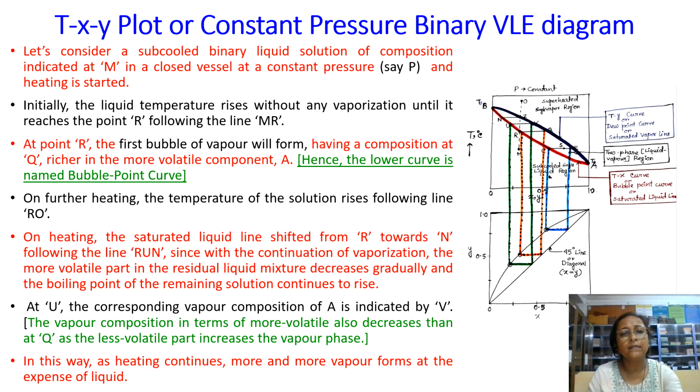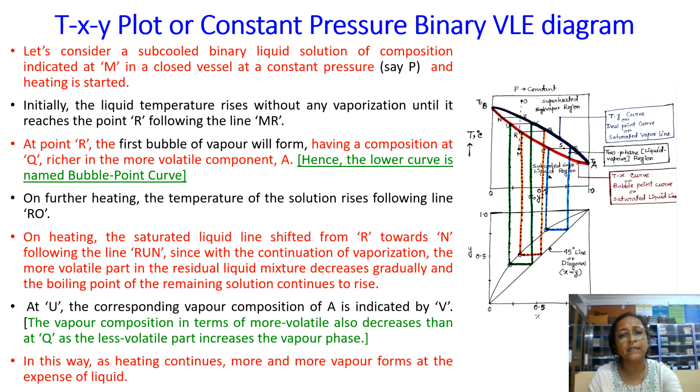At point R, the first bubble of vapor will form, having a composition at Q, which is richer in the more volatile component A. Hence, the lower curve is called the bubble point curve, because along this lower red curve, any subcooled liquid when heated up, the first bubble of vapor is formed.